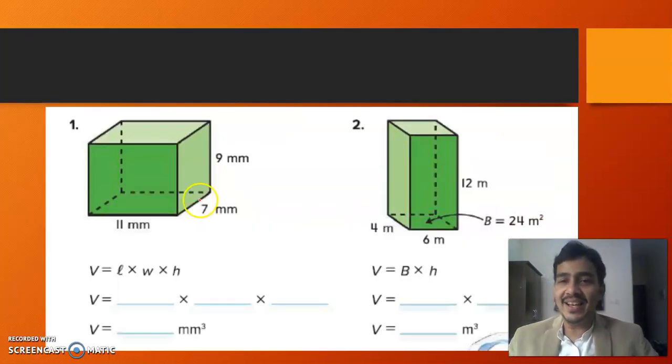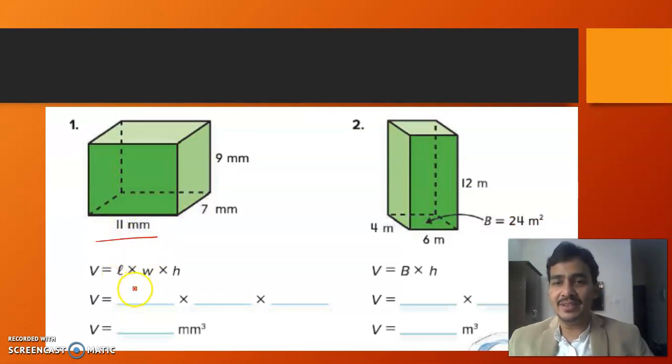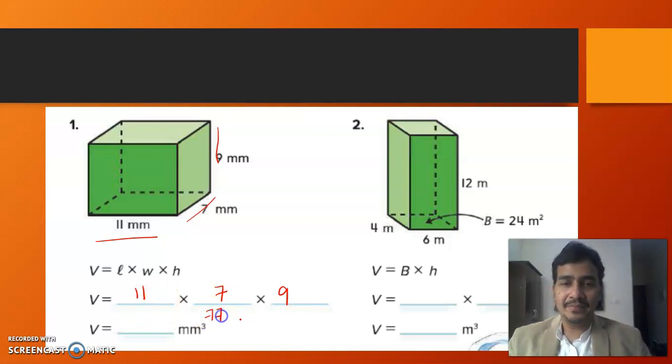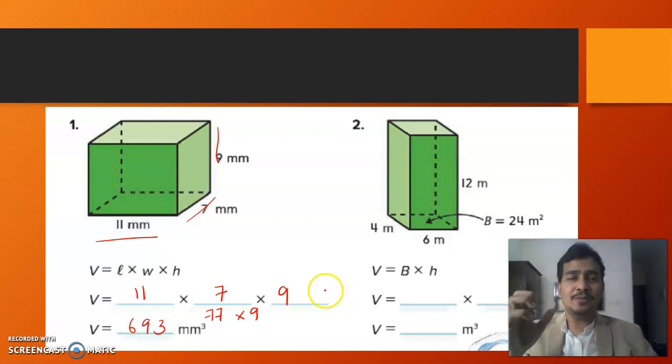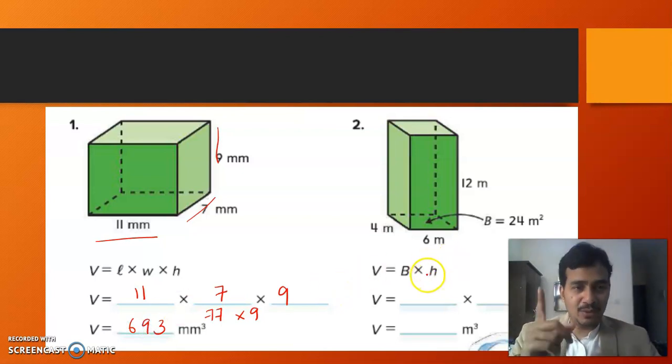Let's do this again. Rectangular prism. What is the length? The length of this box is 11. The width is 7 and the height is 9. So 11 multiply 7 is 77 multiply 9. So 9 times 7, 63, carries 6, again 63, so 693. Easy? Just multiply them.